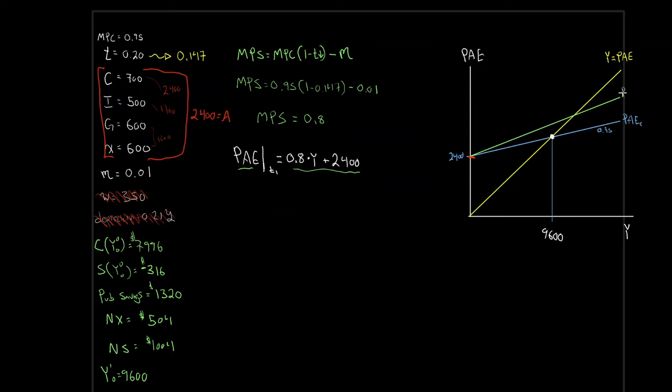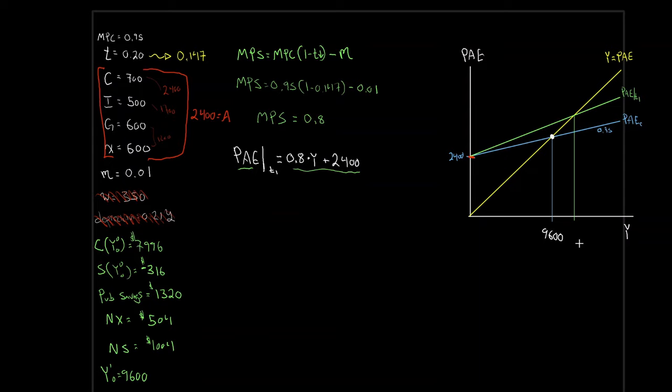That would be our planned aggregate expenditure given our T1. So that's what we would have there. New updated planned aggregate expenditure. And with a new updated planned aggregate expenditure comes a new GDP. Right? So we have a new equilibrium level of national income.